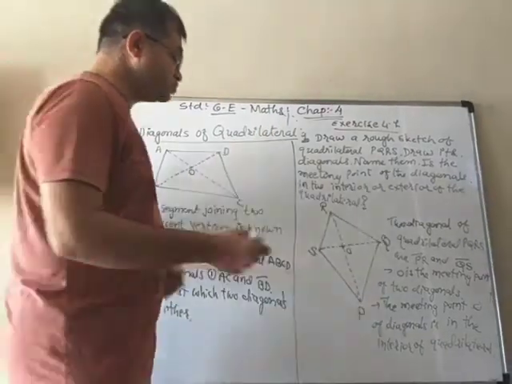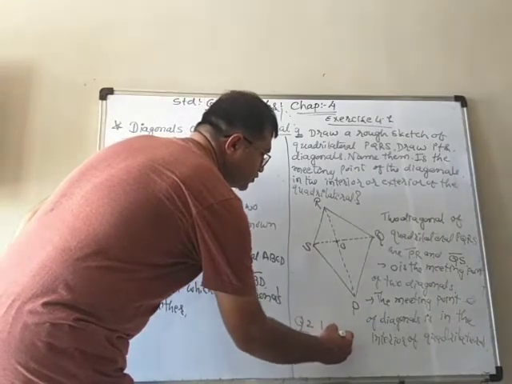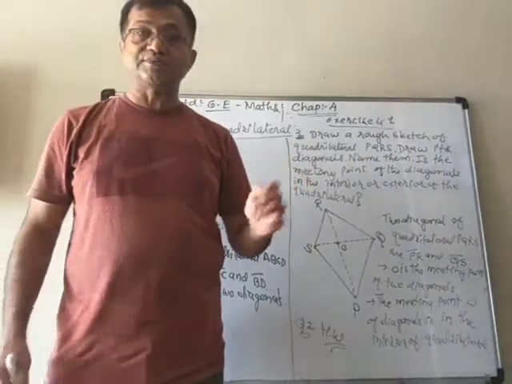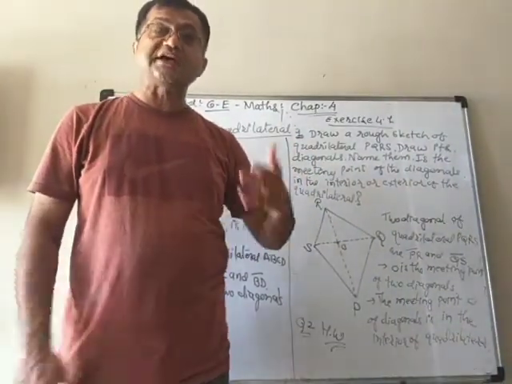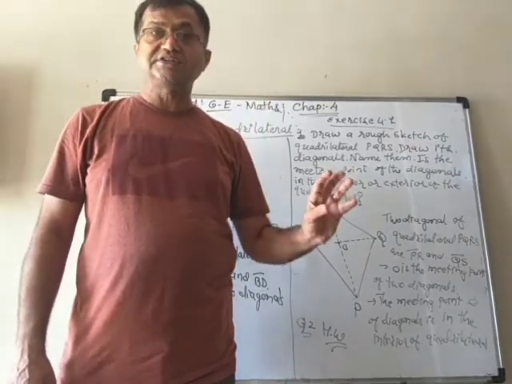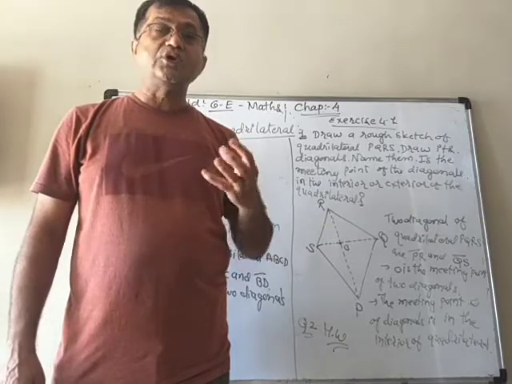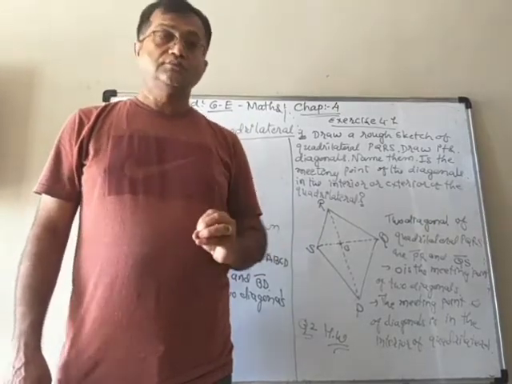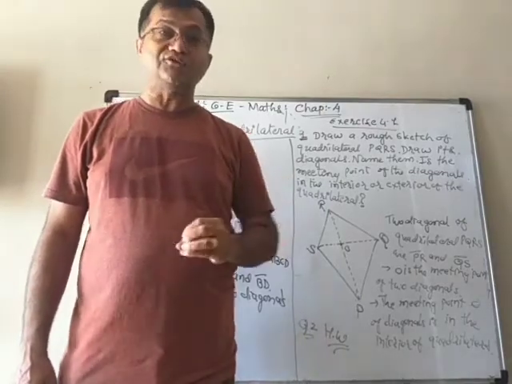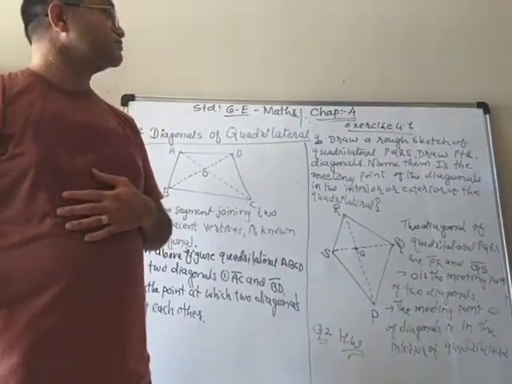Now, question 2, you have to do for homework, because I already explained those things, adjacent angles, adjacent sides. You just have to draw a sketch, and as they asked, write down whatever the required pairs are. So you can do it yourself. I am leaving it for you for homework.